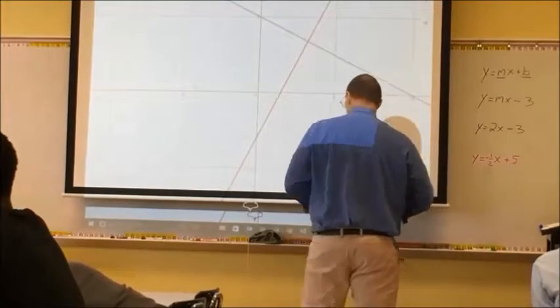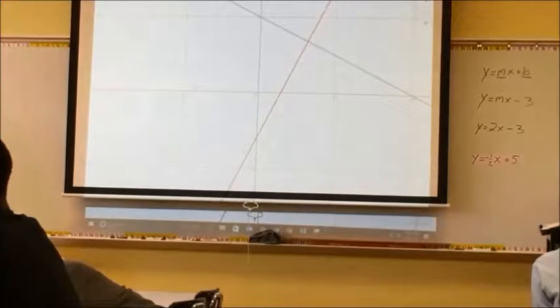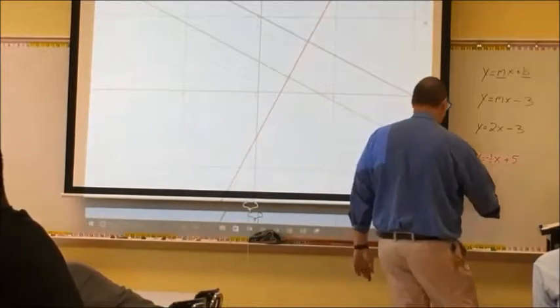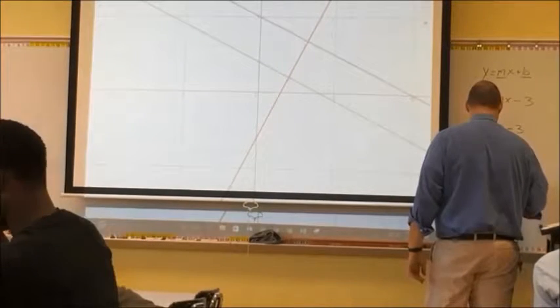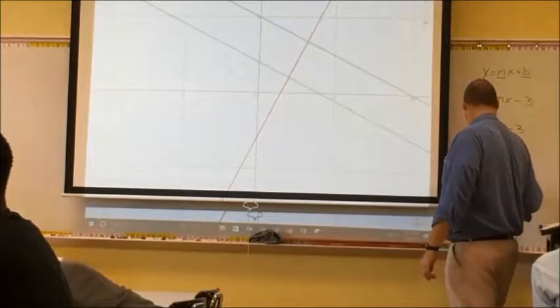We're going to do one more line, okay? Let me freeze this. The green one. Can you identify the equation of the green one? What's the y-intercept? 2, positive 2. So there's an x there. What's the slope? -1/2.